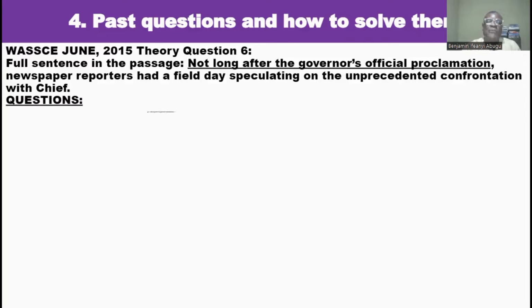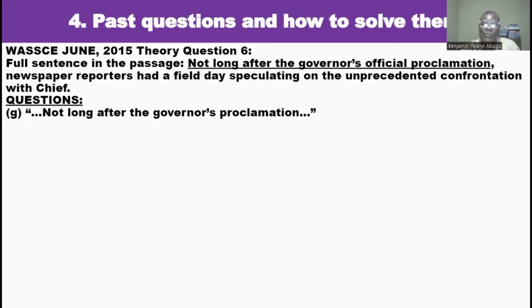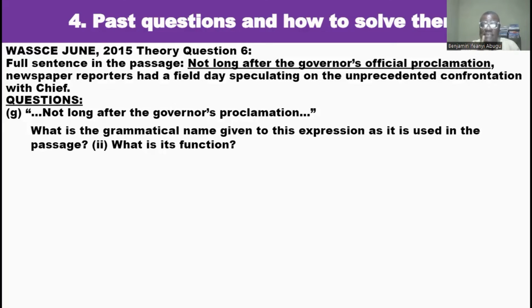Okay? Now, in the question, the underlined expression in the passage is presented: not long after the governor's proclamation. Then two questions are asked. Question I, what is the grammatical name given to this expression as it is used in the passage? II, what is its function? Now, how do we solve this problem?